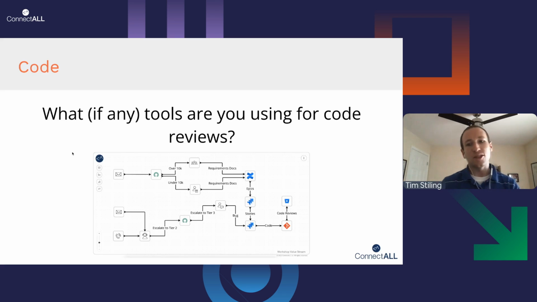Now, in this training scenario, Bitbucket is the tool that's being used for code reviews. So go ahead and think about that. If there's any tools that you are using for code reviews, give that some thought and go ahead and add that to your value stream accordingly. I'll give you about 30 seconds to think about that and see if there's any tools that you're using for code reviews.